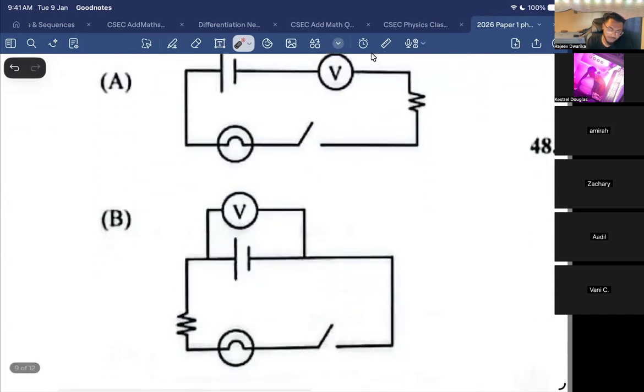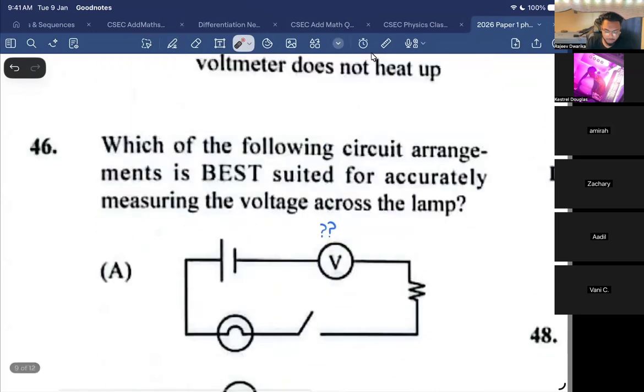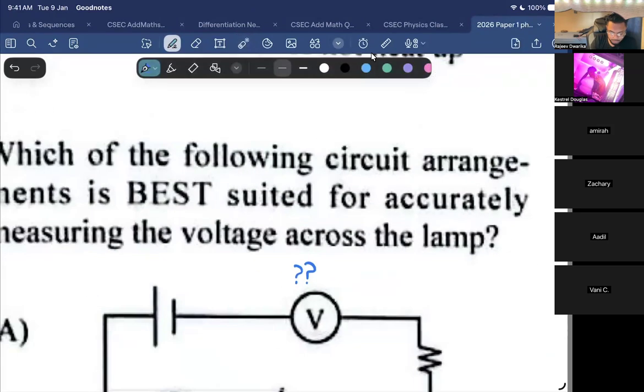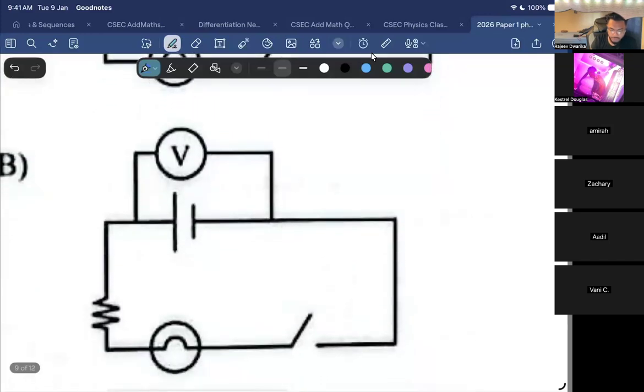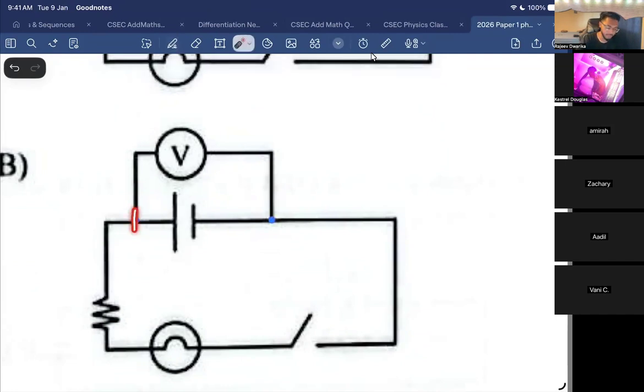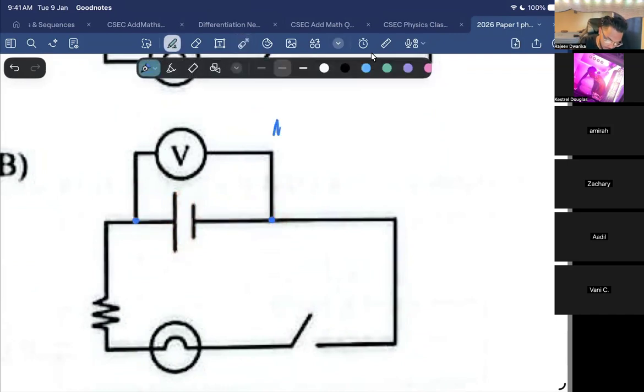B. Is B correct? It looks like it could be correct. I'll wait to read the question. Across the lamp. Okay, no, it's incorrect. This will be measuring the voltage across the what? Battery. Yes. Really impressive, my boy. Big up you. So in this circuit, the voltmeter is actually measuring the voltage across the battery. That's what we're doing. Do we want that? No.